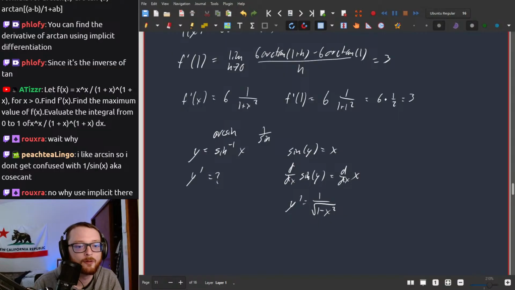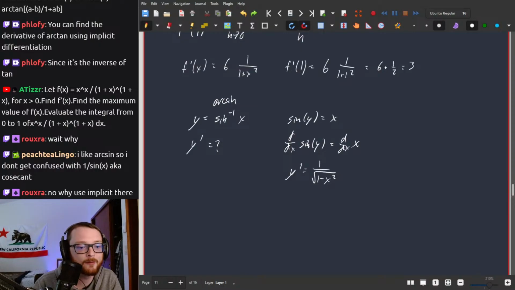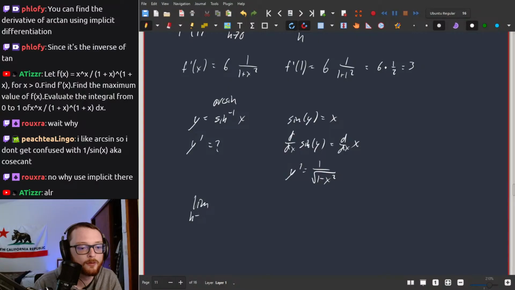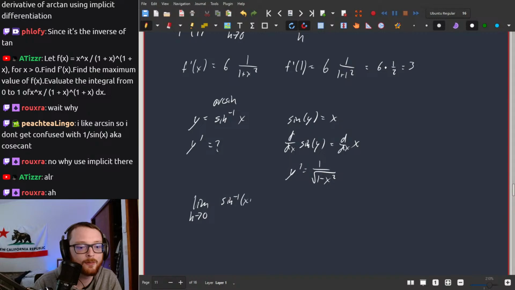Oh, why use implicit? Because... and Tizzer, I see your question. Thank you for cleaning it up. I'll get to it in a second. Because I don't know the derivative of... or this is, like, you know, if we don't know what the derivative of inverse sine is directly, this is a way that you can show it without having to use... it's like the alternative for finding the derivative of that would be using limits. And if you want to evaluate this limit, be my guest. I would rather not, though.